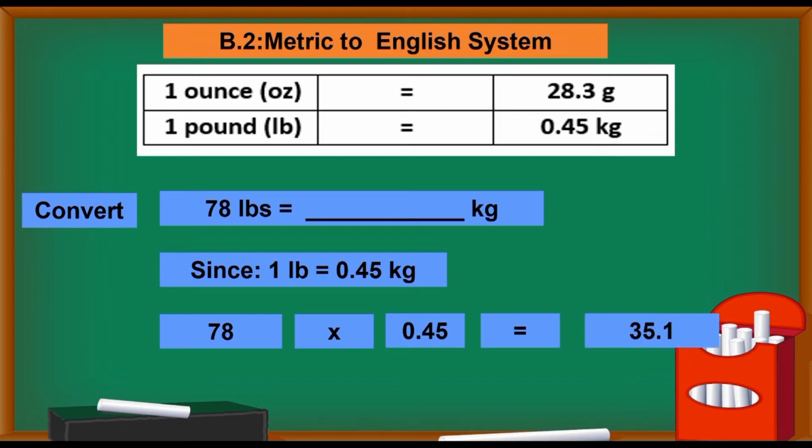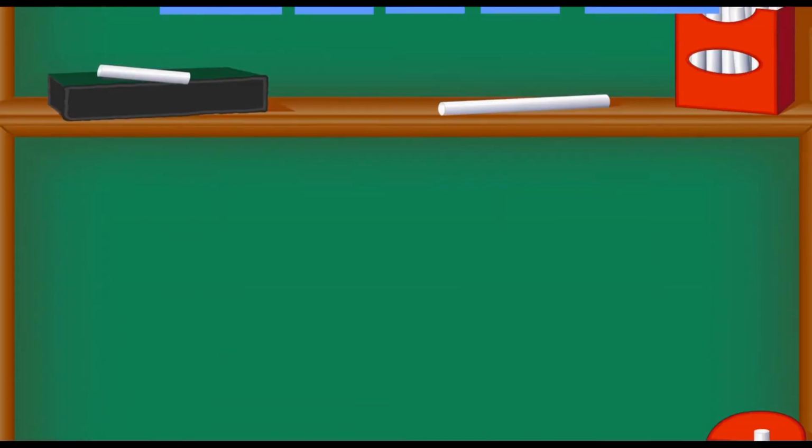That would be equals to 35.1. So, ang ibig sabihin, 78 pounds ay equal pala kay 35.1 kilogram. So, yan po ang metric to English system ng measure of mass or weight.